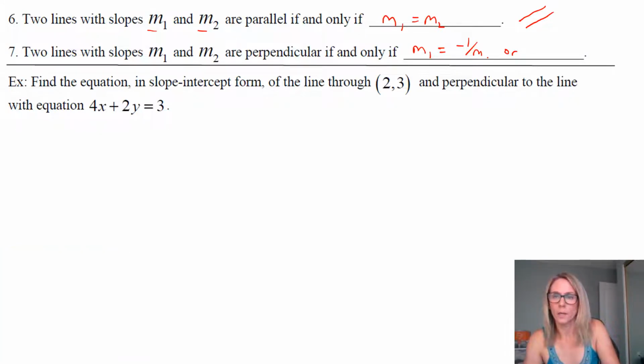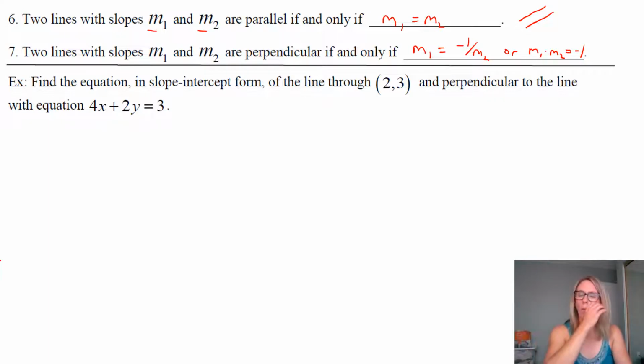Yes, down here, which is the same as m1 times m2 equals -1. So either way you want to slice it, that's what it means for two lines to be perpendicular. So let's take a look at an example. Find an equation in slope-intercept form. No surprise there. That is very typical.